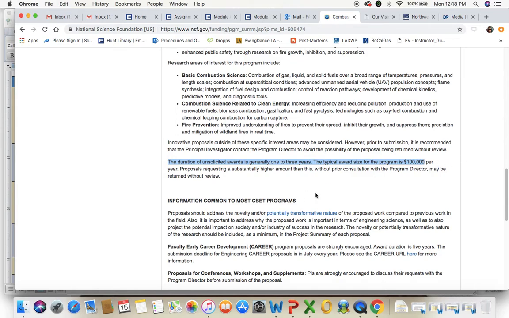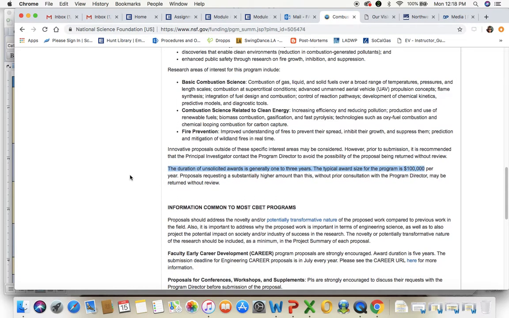So for example, the selected CFP of your group, right, it says the duration of unsolicited awards is 1 to 3 years. They're just giving you an idea. So in your grant funding proposal, you could say our proposal is for 1 year, 2 years, or 3 years. And then the typical award size for the program is $100,000 per year. So if it's 1 year, you're working with a $100,000 budget. If it's 2 years, a presumed $200,000. And if you're proposing 3 years, then you have a presumed $300,000 that you're working with.